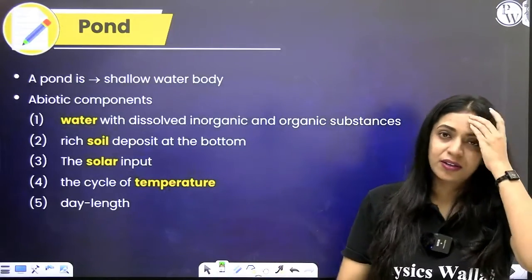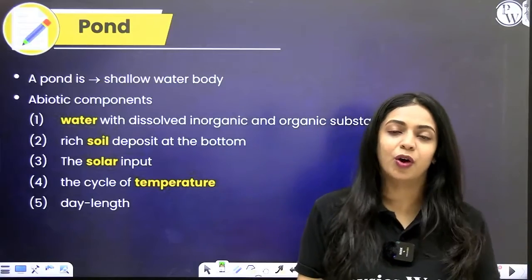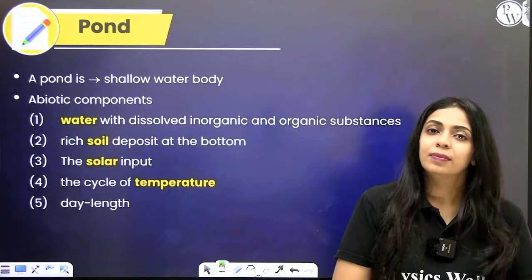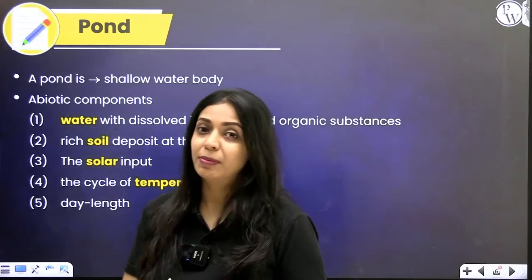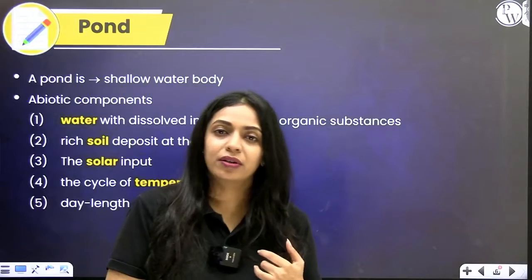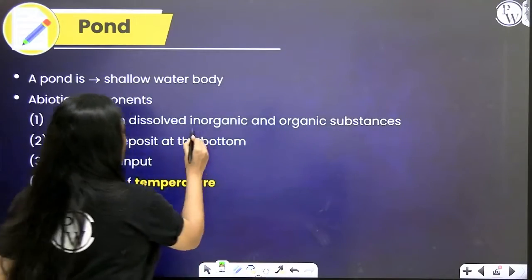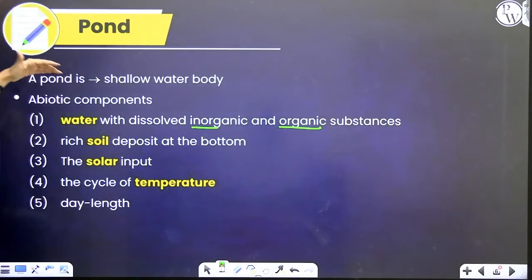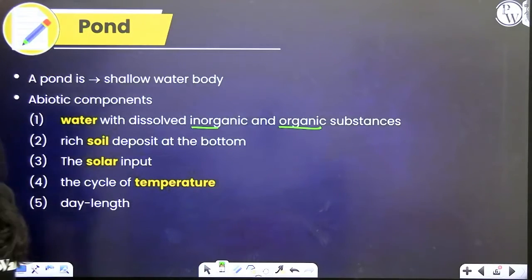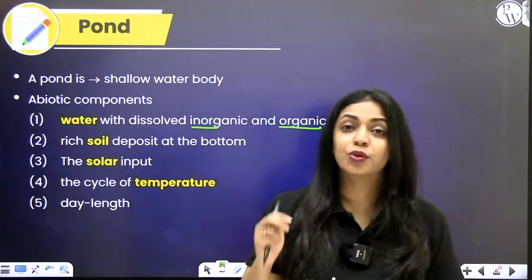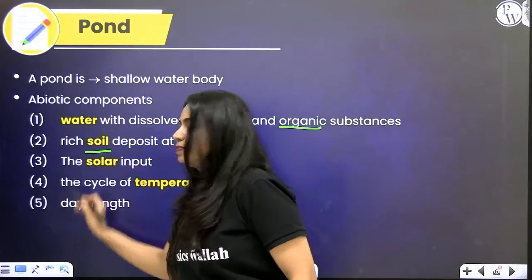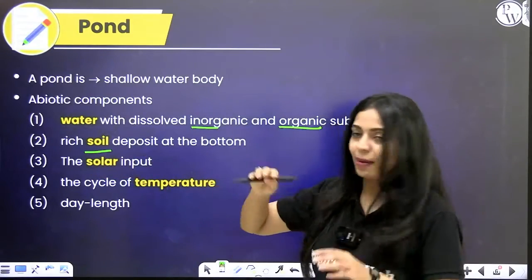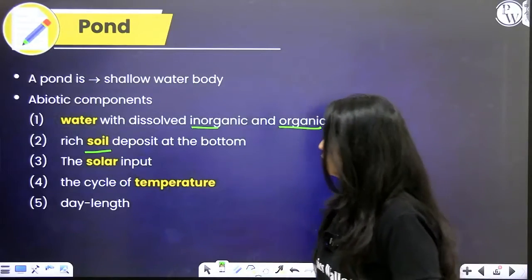In this pond, you have biotic components as well as abiotic components like in all ecosystems. What are some of the abiotic components that you find in a pond? Obviously water. And dissolved in that water, you will have many substances that could be inorganic or organic, right? So in the pond, you find water. At the base of the pond, you will find soil. This soil will be deposited. The soil is present at the bottom of the pond.